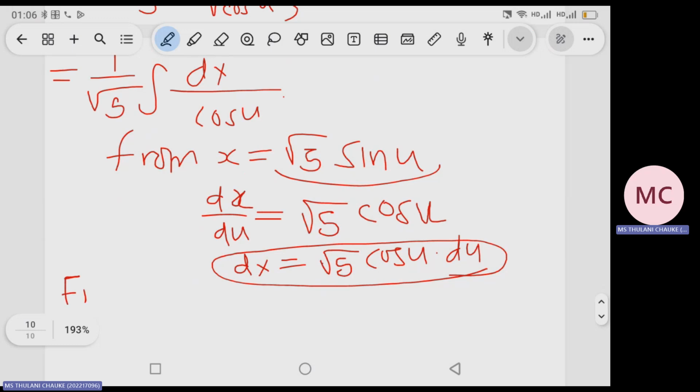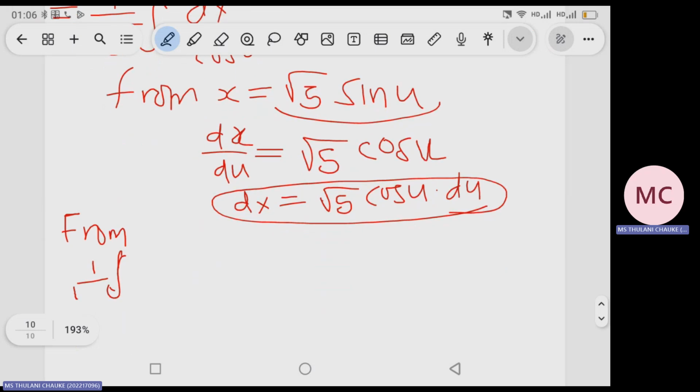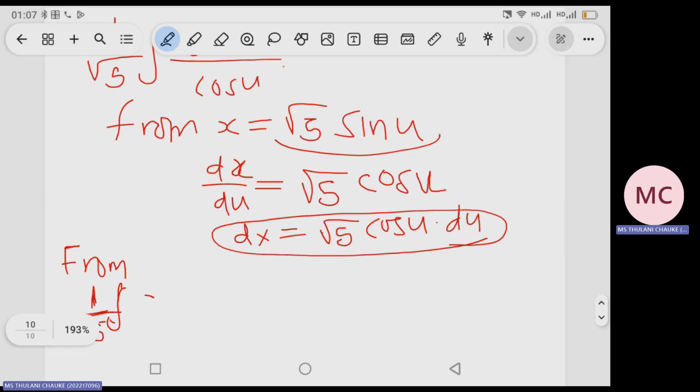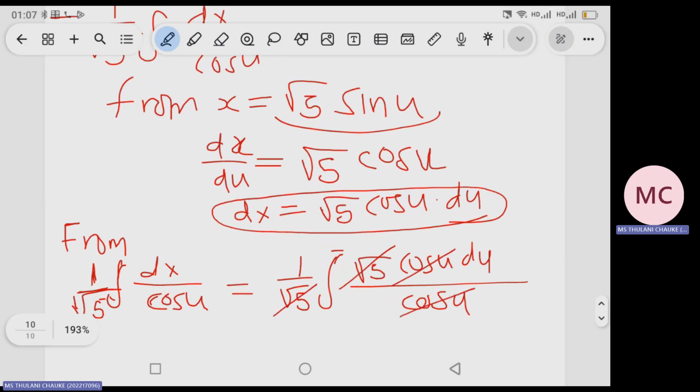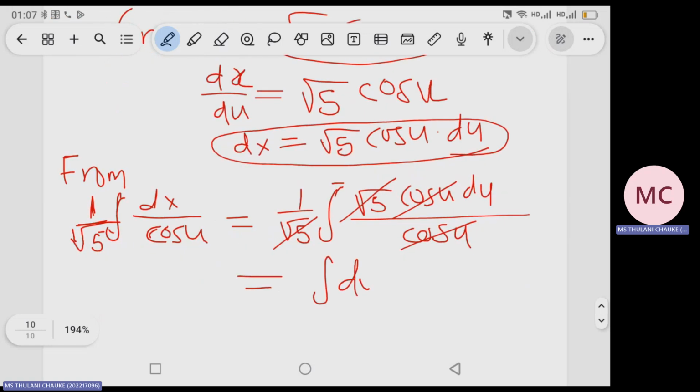So from the integral of 1 over root 5, dx over cosine u, this will be equivalent to 1 over root 5 times the integral of root 5 cosine u du over cosine u. Then this will cancel and these two will cancel. Then I will be left with the integral of du, which is simply going to be u plus c.